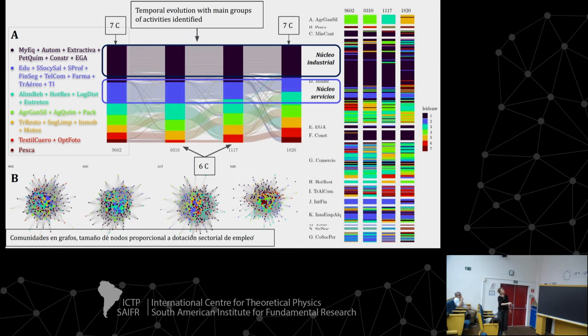And we can see that inside this industrial nuclear, we have these activities. For example, we have automatization, petroleum, construction, and so on. And then we have a second nuclear, which is the nuclear of services, okay? This is the second one, which is the big one. And then we have the smallest ones. This one, for example, has education, telecommunications, pharmacies, and air transport, etc., okay?